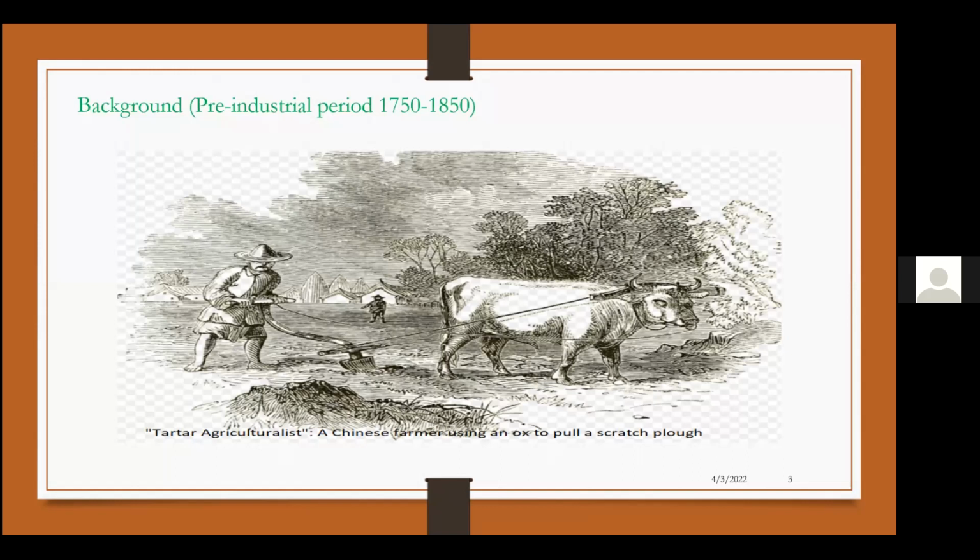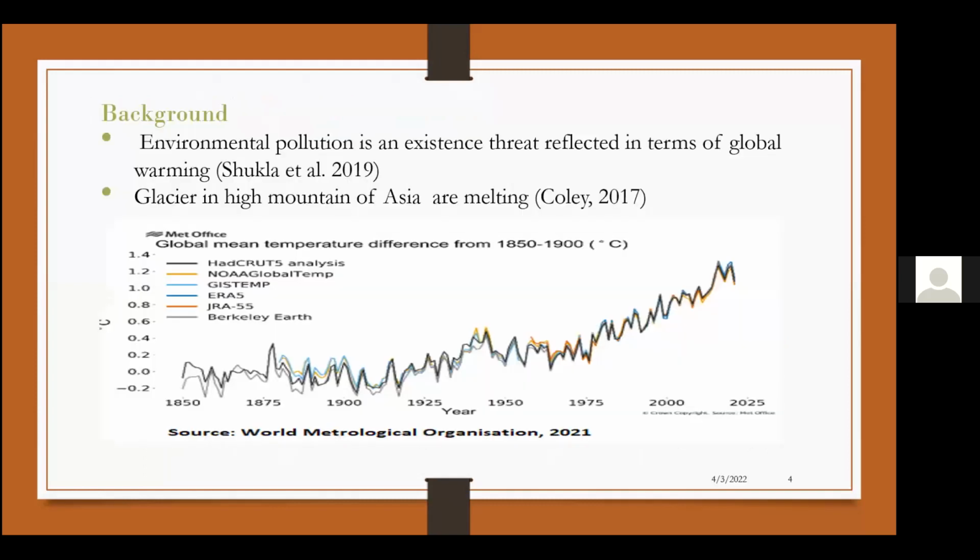During this period, there was no technology, as you can see from this particular picture. There was animal traction. The level of technology was very, very low. There was still a rudimentary system, and the level of global temperature was very low.